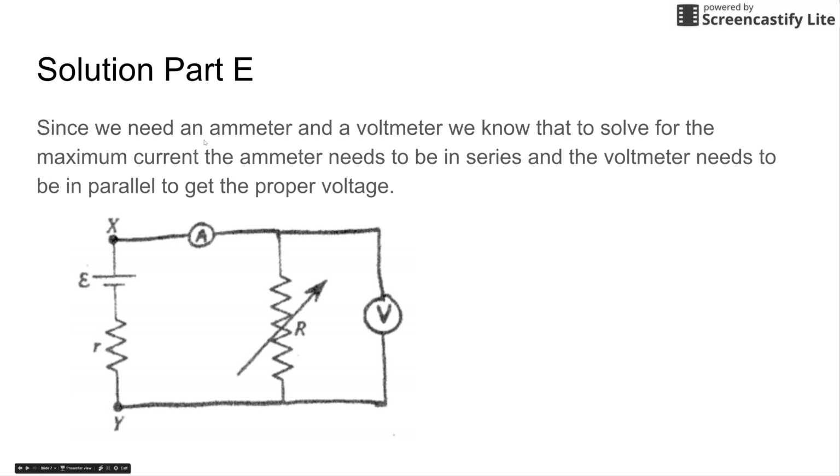So for this one, we need an ammeter and a voltmeter, and we know that to measure the current, which is what the ammeter will do, it needs to be in series in order for the full current to be there. So we put the ammeter right here in series with the battery. And in order to find the voltage with the voltmeter, we need it to be in parallel so that it can find the full voltage. So that's where we put the voltmeter. And that's it.